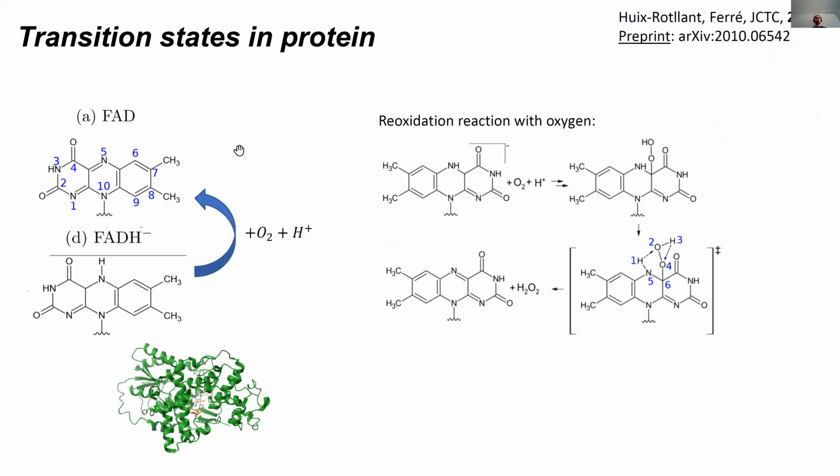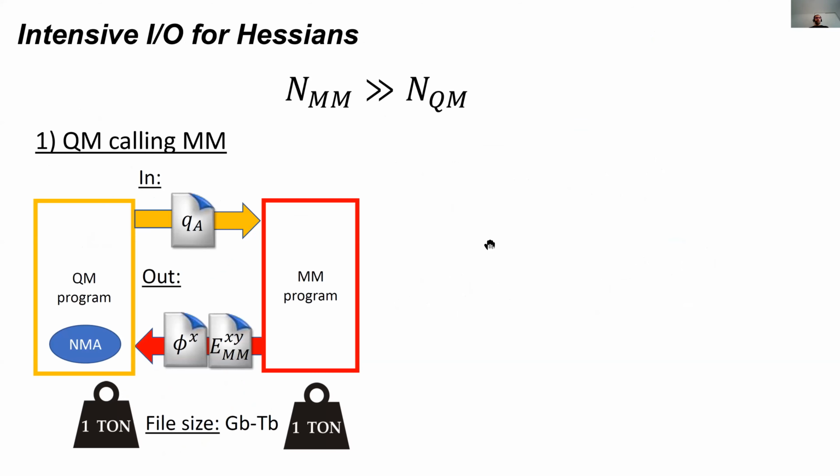And finally, we also studied transition states in proteins. So for the reoxidation reaction, when you start from the fully reduced form, it can react with molecular oxygen to form back the oxidized form. And we find a very nice transition state, which corresponds to a double proton transfer, one from the isoalloxazine ring to the oxygen, and then this hydrogen gets transferred to the other oxygen to finally form hydrogen peroxide.